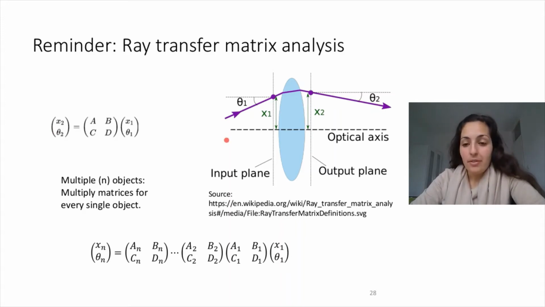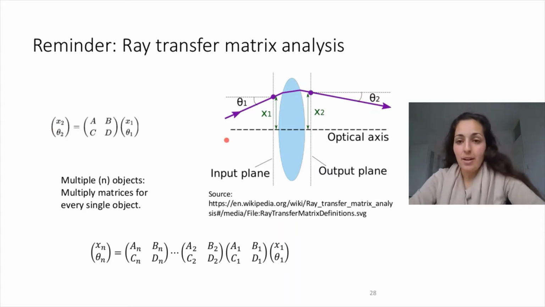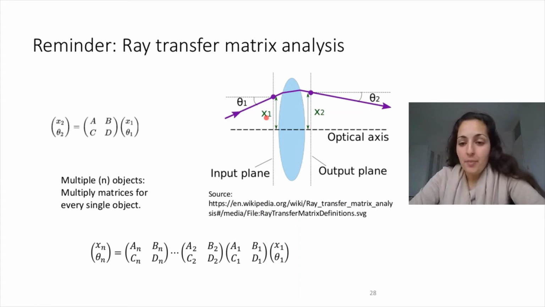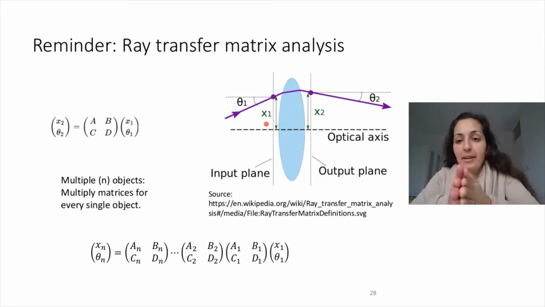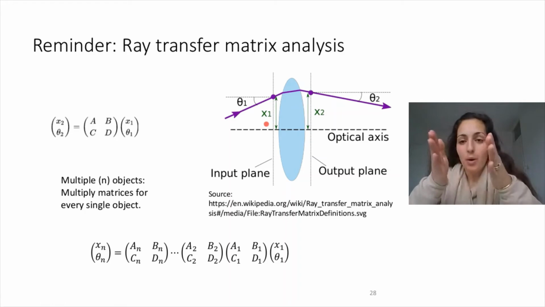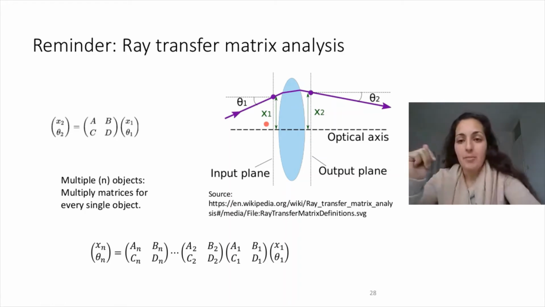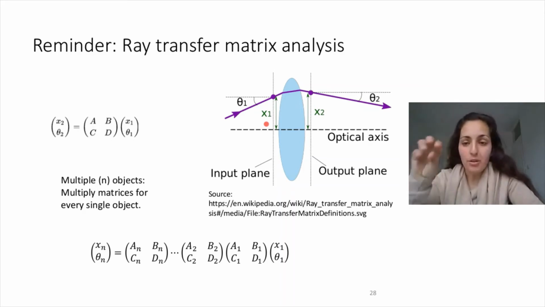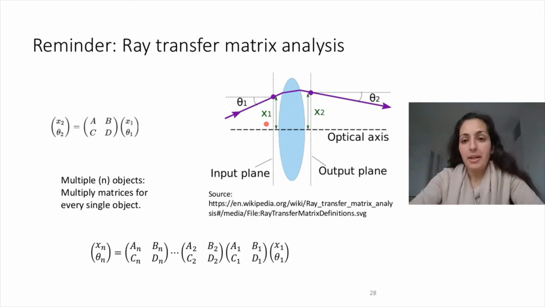And the very nice thing about this is that you can now just add different objects. If you have a more complex optical system that doesn't only consist of one lens, but maybe multiple lenses and other optical components, you can mathematically express this as a product of all these different matrices of the optical elements. So you can just easily plug it in and then calculate the overall factors of your optical system.